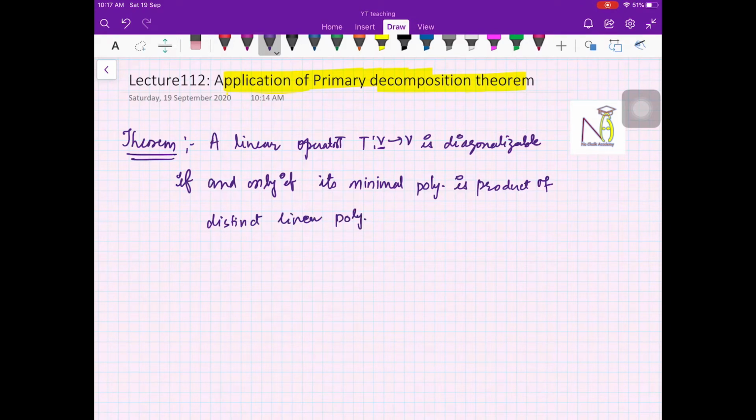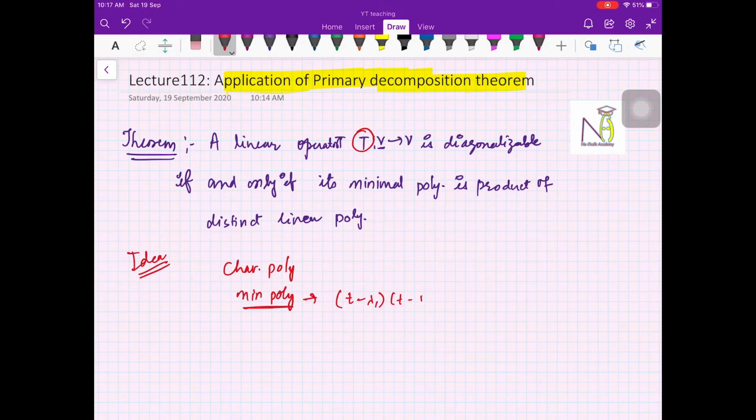So what is the meaning of this? Let us see what the idea is. You have two things: one is the characteristic polynomial and one is the minimal polynomial for a linear operator T, right? Here we are saying that T is diagonalizable if and only if your minimal polynomial is of the form (T minus lambda 1)(T minus lambda 2) and so on, up to (T minus lambda s).